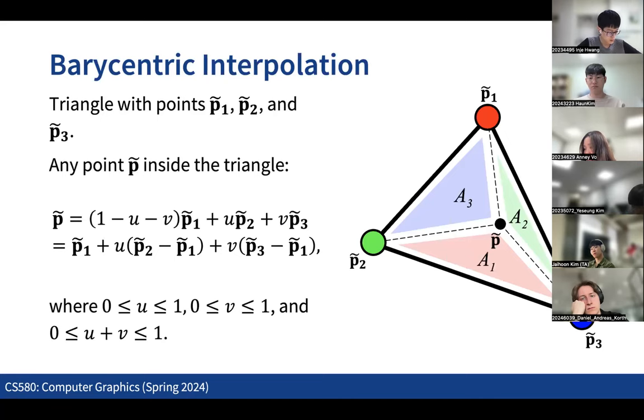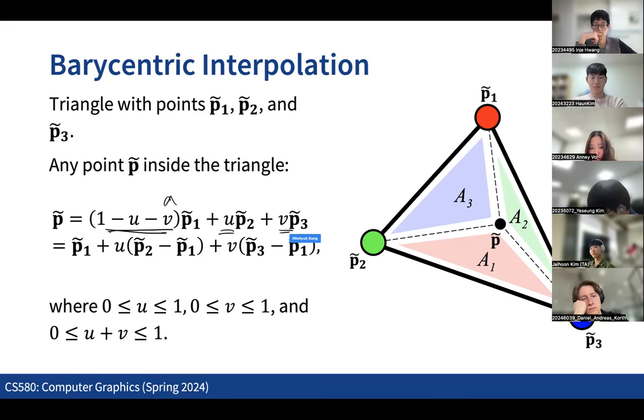So let's think about the case that now we have three points defining a triangle. We have P1, P2, and P3. Then any point P tilde over the triangle can also be represented as some kind of linear interpolation, having three coefficients, let's say A, and also U and V.